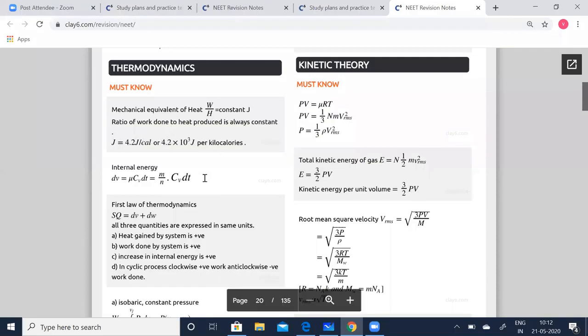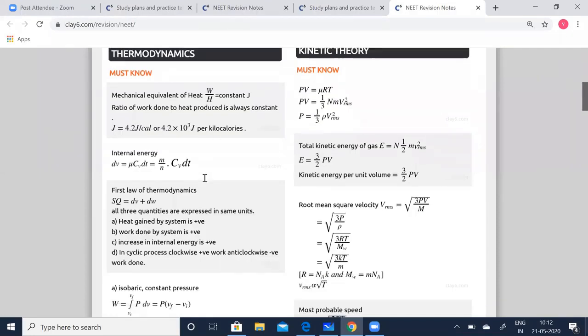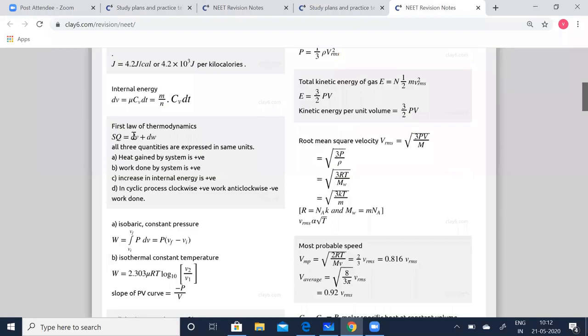So remember this formula. Internal energy, dU is equal to mu Cv dT, or m by M into Cv dT, where dU is the change in internal energy, Cv is the specific heat capacity at constant volume, and dT is the small difference in temperature, and mu is the number of moles. Mu is also given by m by M, where m is the mass and M is the molar mass.